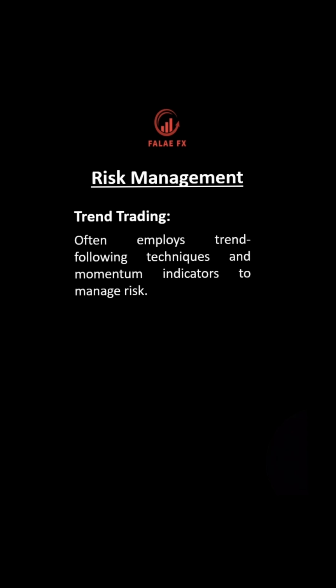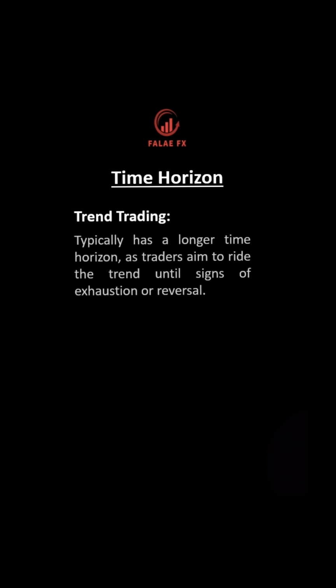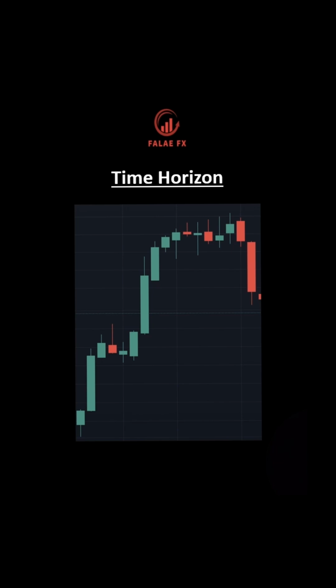Risk management. As far as trend trading is concerned, risk management often is a major part of trend trading, and trend trading employs trend following techniques and momentum indicators to manage risk. Reversal trading, on the other hand, focuses on identifying key reversal signals and may involve tighter stop loss orders to manage risks in case the reversal doesn't materialize. So the time horizon of trend trading typically has a longer time horizon as traders aim to ride the trend until signs of exhaustion or reversal.